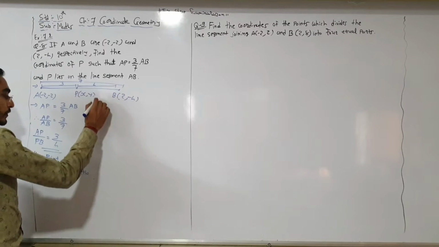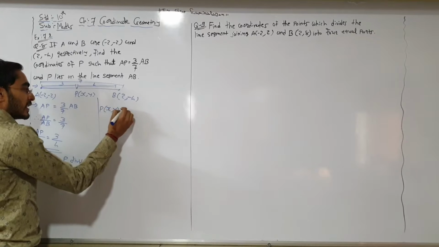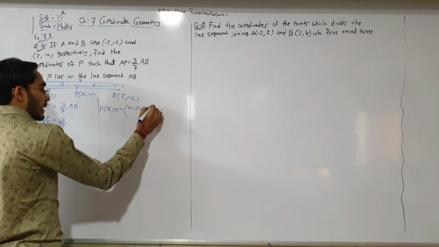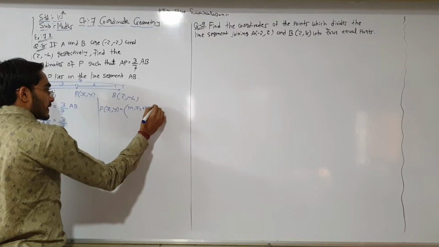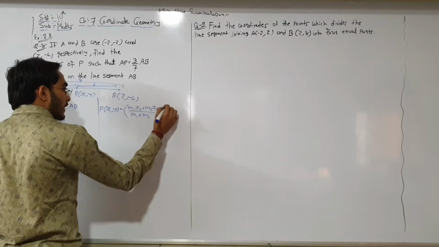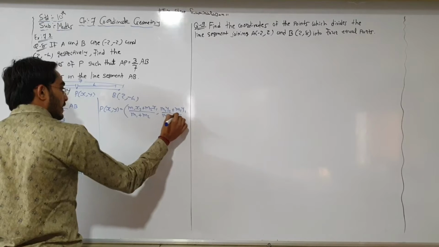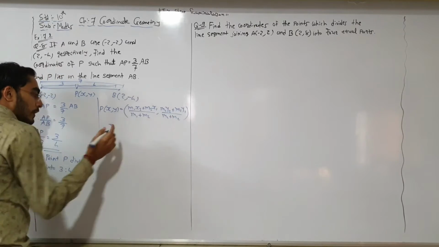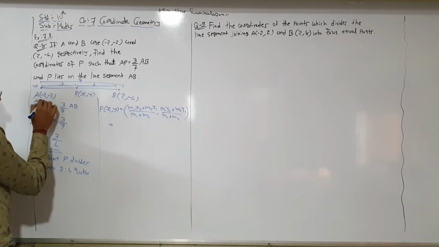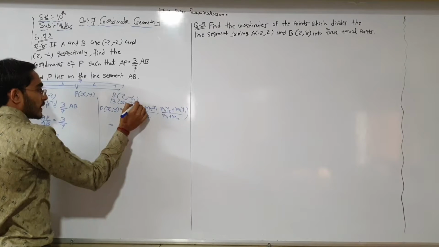So now we need to use the section formula here. So P(x, y), what is the formula? (m1 x2 plus m2 x1) divided by (m1 plus m2). Now (m1 y2 plus m2 y1) divided by (m1 plus m2). We need to find the coordinate of point P. So now this is our x1, y1 and here we have x2, y2.